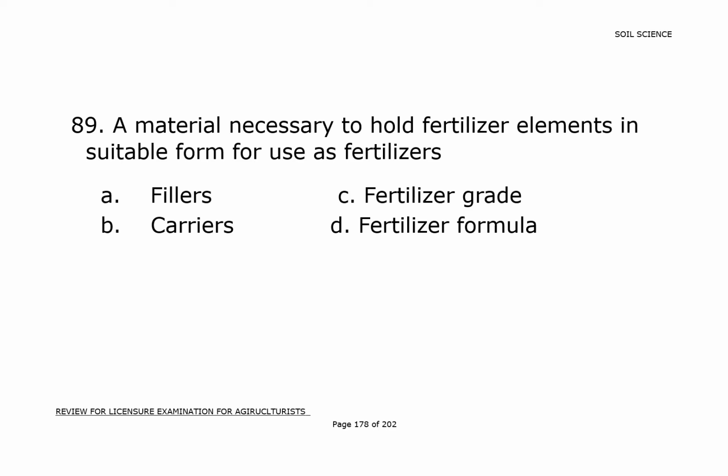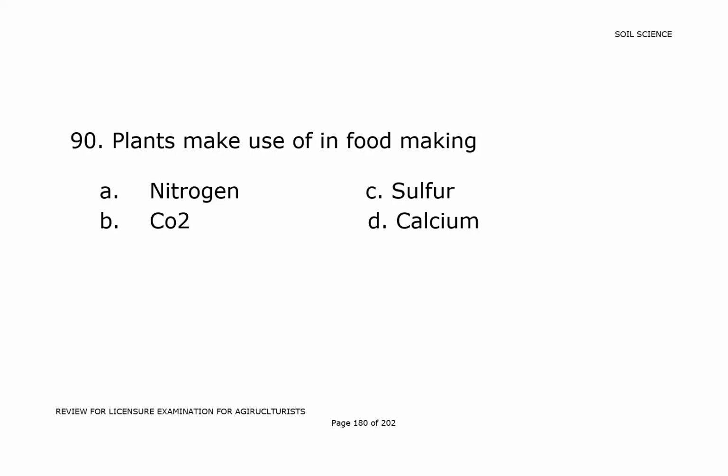Number 89. A material necessary to hold fertilizer elements in suitable form for use as fertilizers. A. Fillers, B. Carriers, C. Fertilizer grade, or D. Fertilizer formula. The answer is carriers.